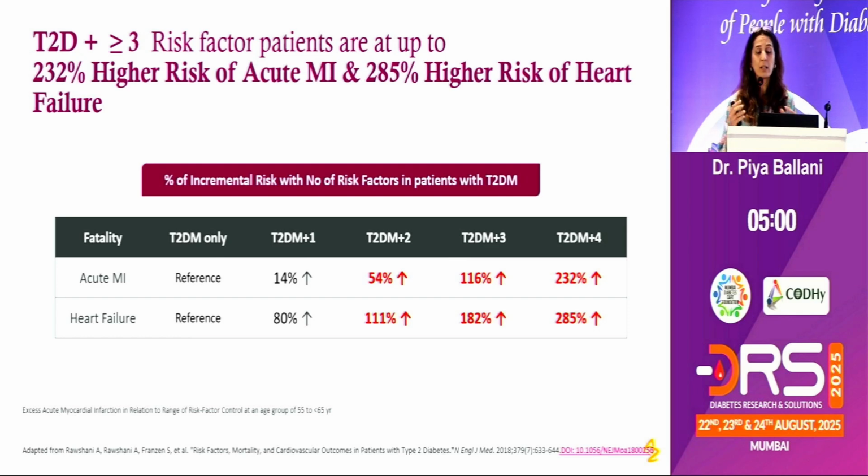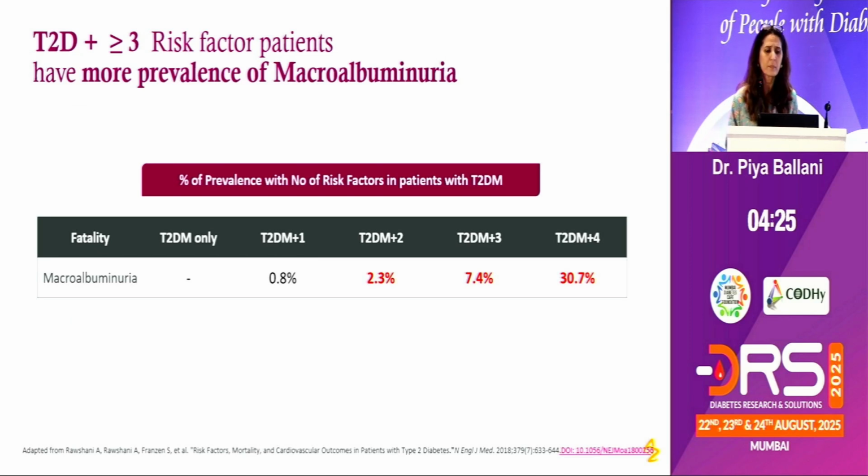That the greater the number of risk factors, 3 and more, the higher the chance of these patients getting an acute MI or heart failure. If you look at that final statistic, which to me also, when I looked at that number, seemed mind-boggling, type 2 diabetes with 4 risk factors, a 232% increased risk of an MI, a 285% increased risk of heart failure. This is where our patients are going, and that's why taking cognizance of the number of risk factors is extremely important so that we can take the right action right at the outset.